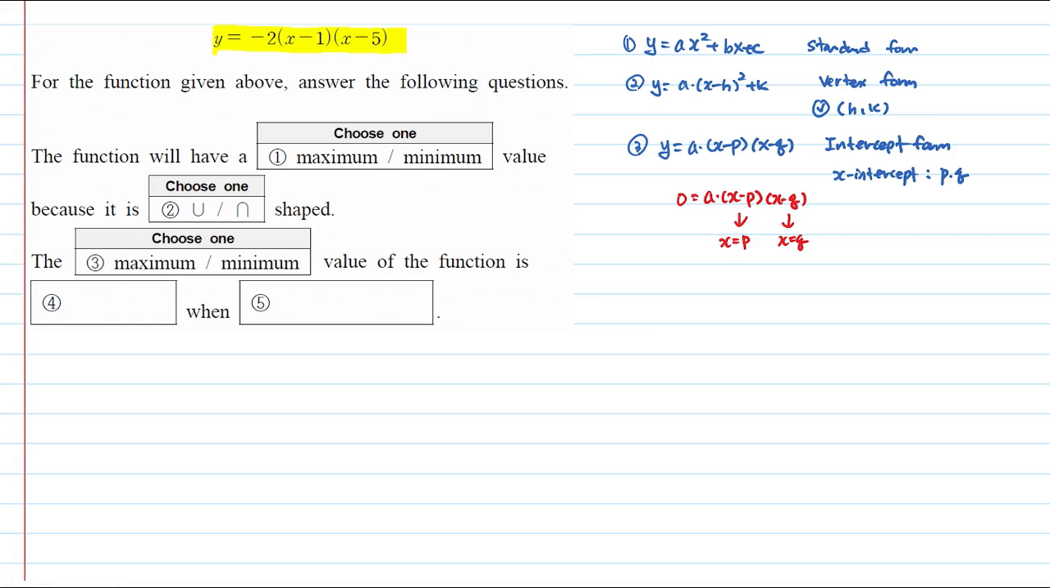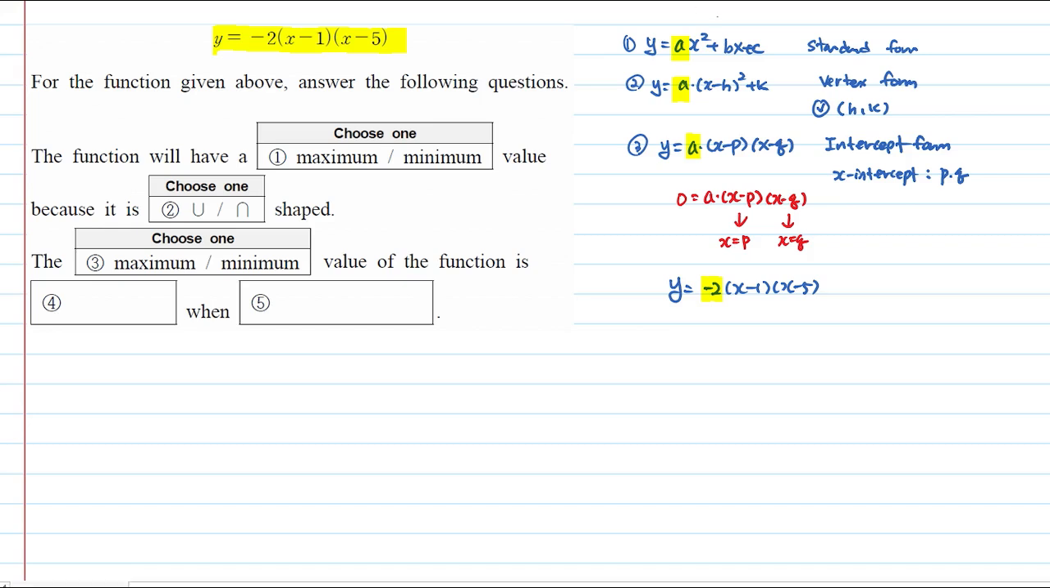So let's compare this to the question that is given to us. y is negative 2, x minus 1, x minus 5. Now, as always, you should pay attention to the value of a. That's the leading coefficient of the x squared parabola. Here, that's negative 2.